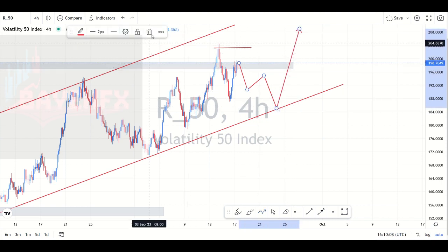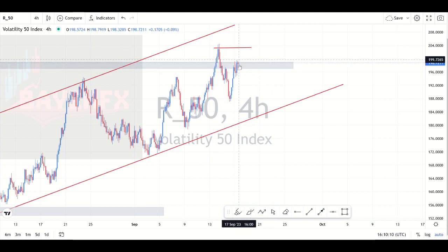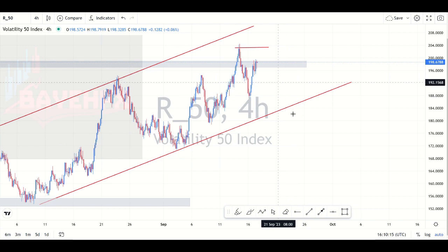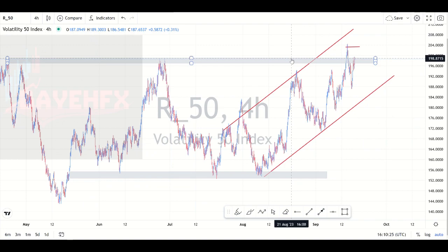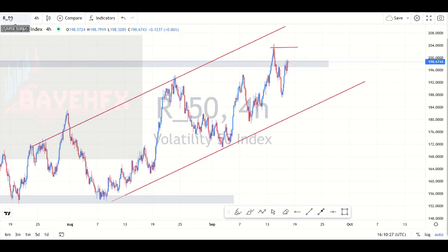But for us to confirm that, we must get a nice rejection from this zone, and then we start looking to sell until the correction is complete. Once the correction is complete, we wait for another signal to push back up. So that's it on VIX50. Let's move to the other pair.